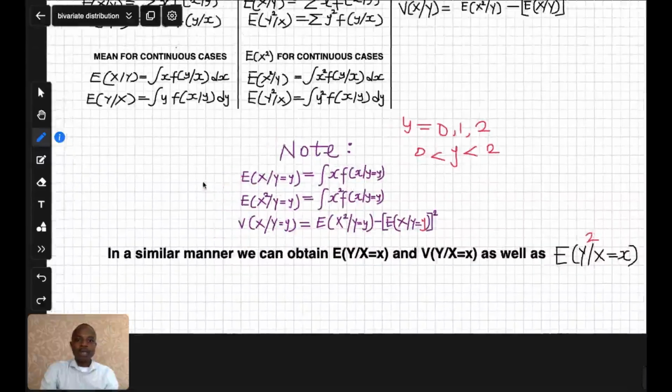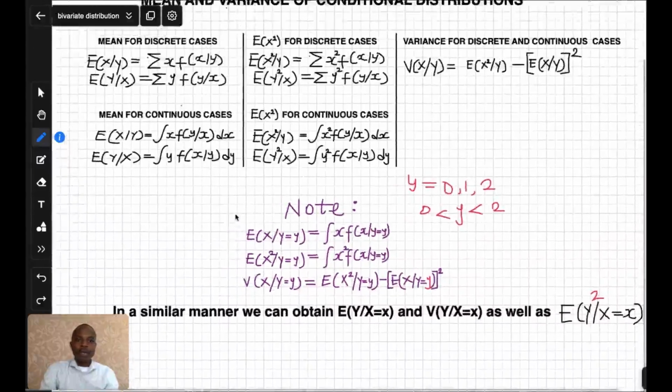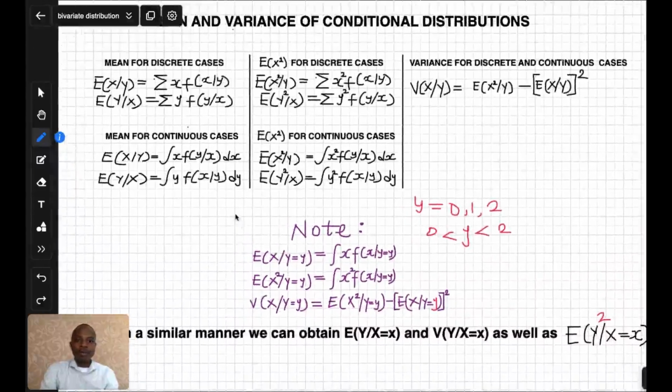Please don't forget what you have as your formulas for all of them. In the continuous case, you are integrating. In the discrete case, you are summing. So summing here, integrating here. The variance is always obtainable using the formula we have here, once you have what you're looking for from here.